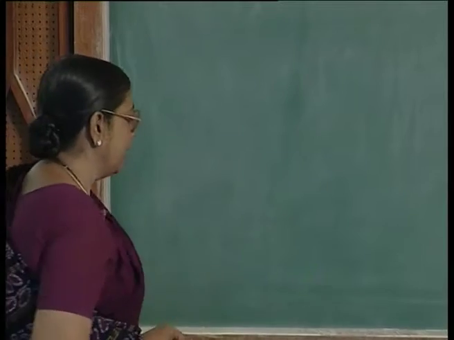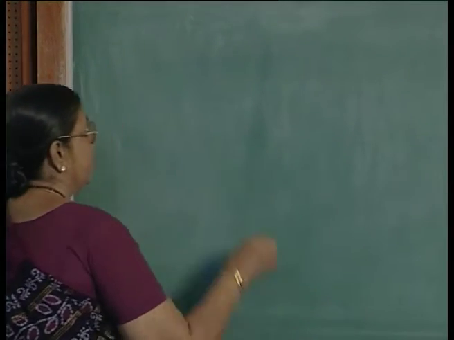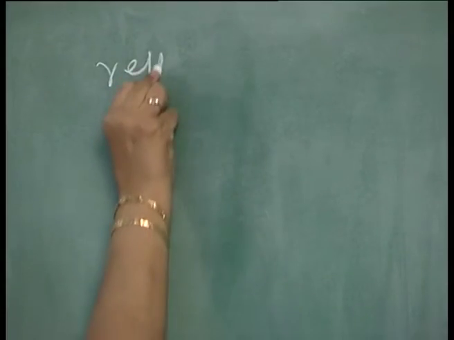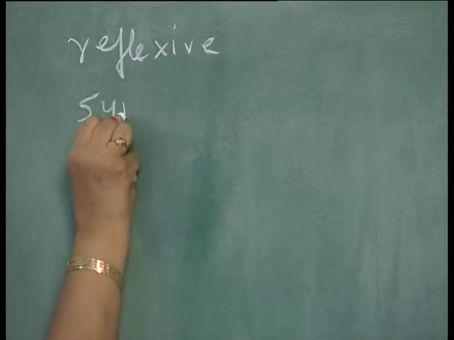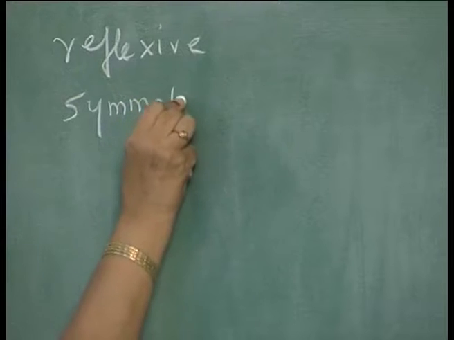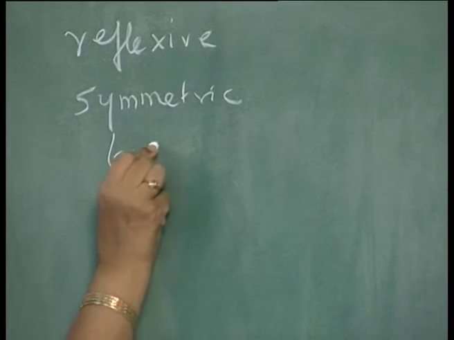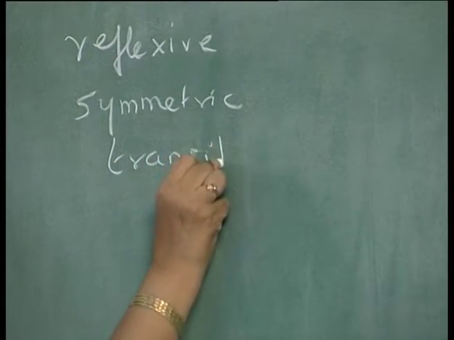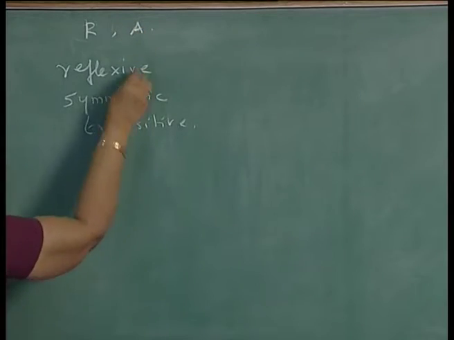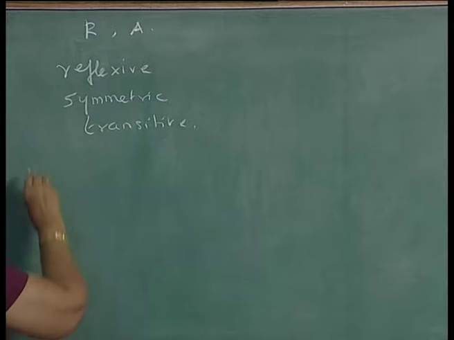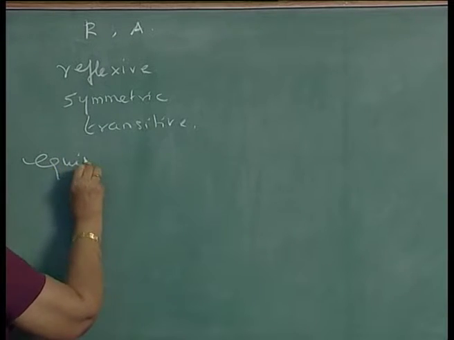We have been considering equivalence relations. An equivalence relation is a binary relation which is reflexive, symmetric and transitive. A binary relation R on a set A, if it satisfies these three conditions, is called an equivalence relation.